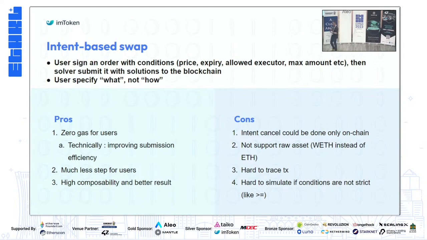And it is much harder to trace or to simulate the transaction, because currently we filter the transaction using the from and to address, right? But right now, if you sign the intent message, you don't know which solver is going to submit the transaction to the blockchain, so you don't know the from and the to address. So it requires a specific tool or website to track your signed intention. Also, if you have a condition, it's not very strict, so it is hard to get the prediction of the result before the transaction is actually executed.